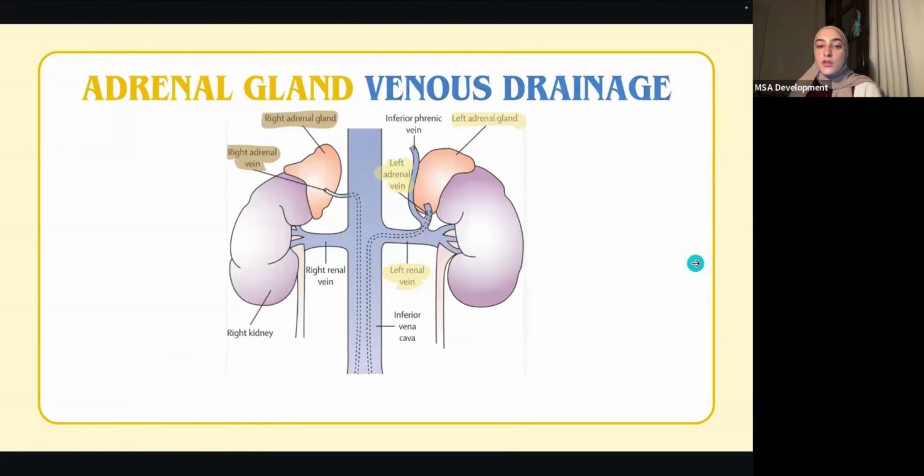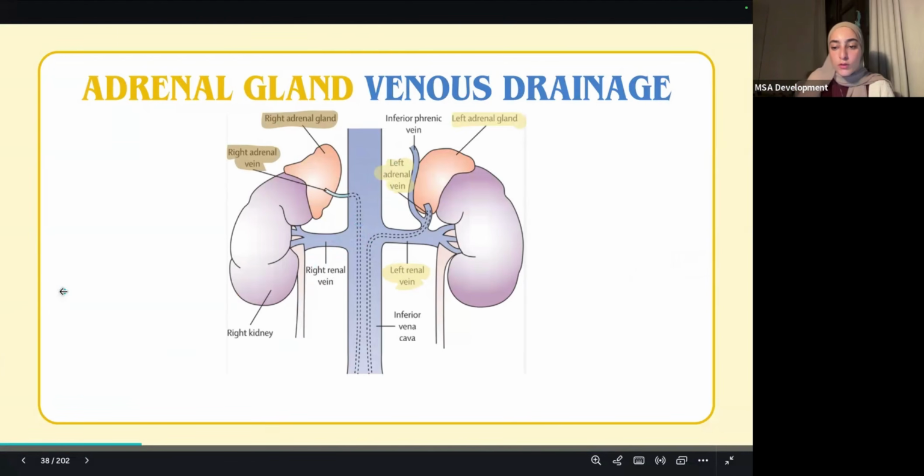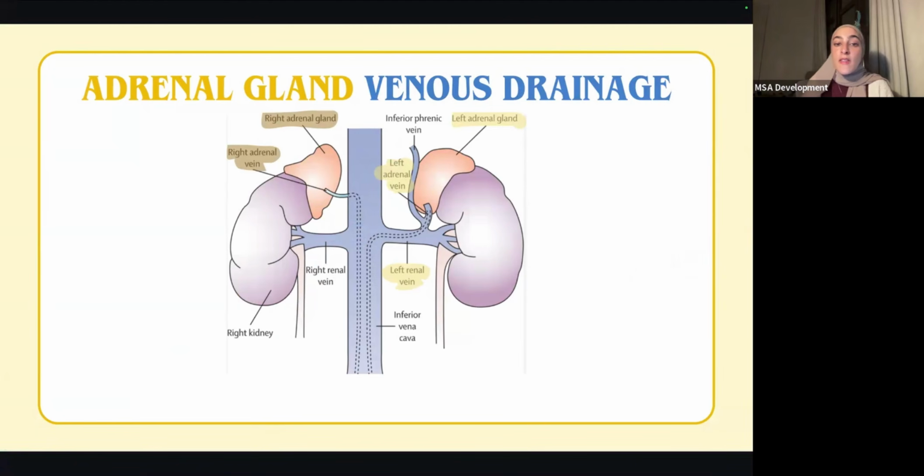Okay, venous drainage. This is very important. Remember how I said mesenteric vein before? I meant inferior vena cava. The inferior vena cava is more on the right side.